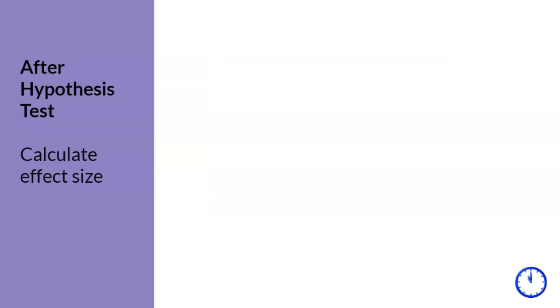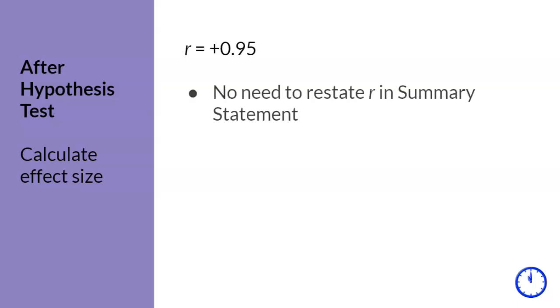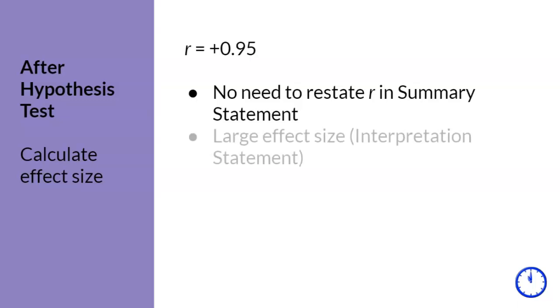Now, let's briefly review effect size for this hypothesis test. First, we already calculated R in an earlier video. Therefore, we don't need to restate this R in the summary statement. However, we do need to determine whether the size of the effect is small, medium, or large. This verbal description of effect size will be used in the interpretation statement.